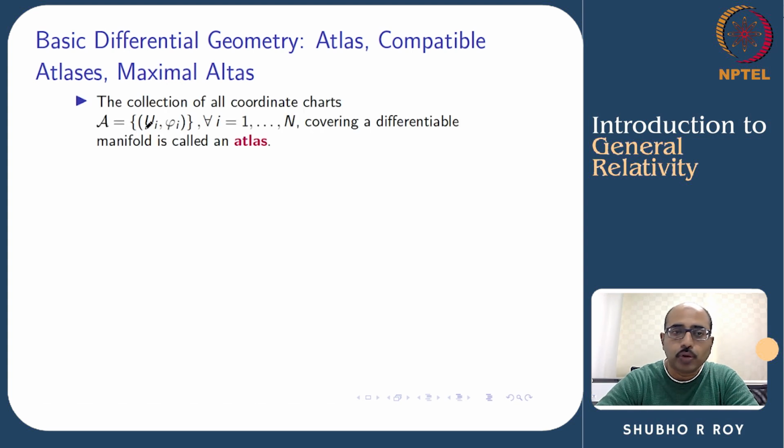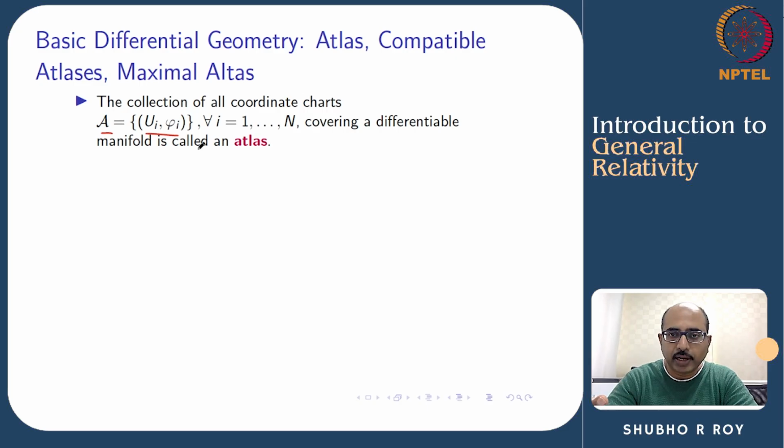The collection of all coordinate charts, curly A. As you can see, curly bracket means it's a collection. And we have these pairs, which are coordinate charts, u sub i and phi sub i. These pairs are gathered together into a single set. That set is called the atlas, okay? Which covers the differentiable manifold. We gather them in a single set, and that is called an atlas.